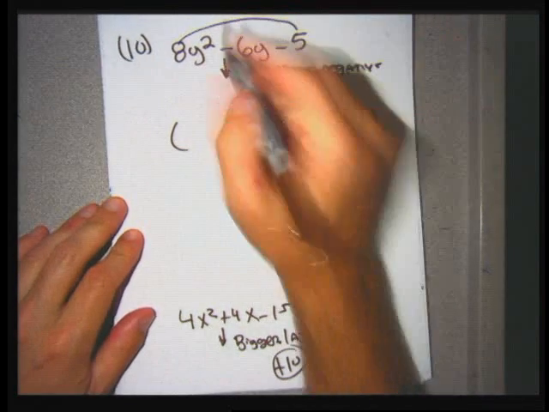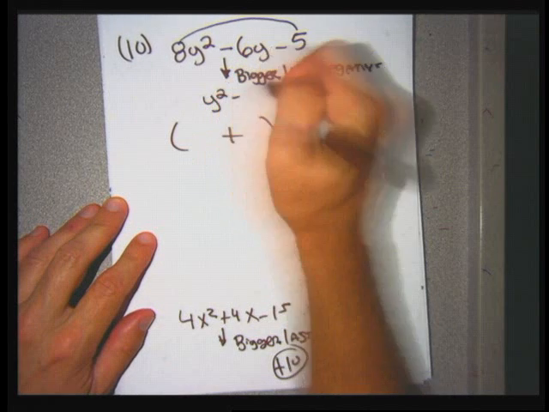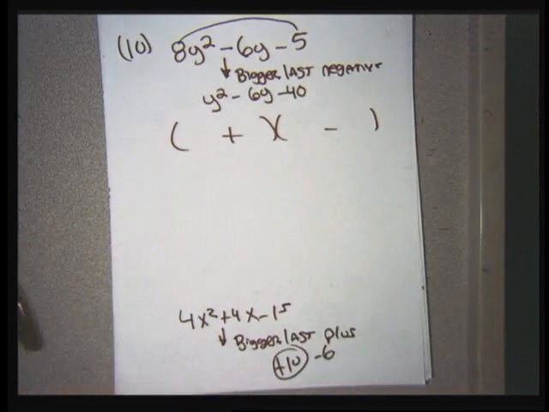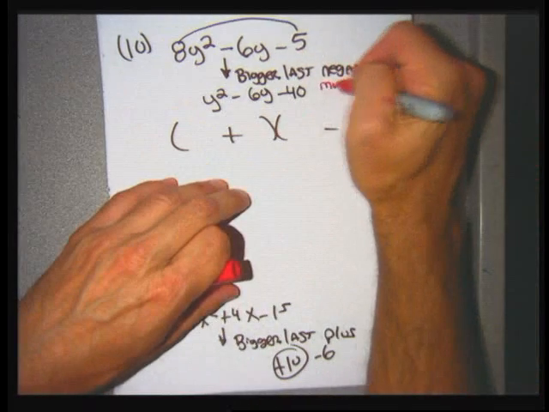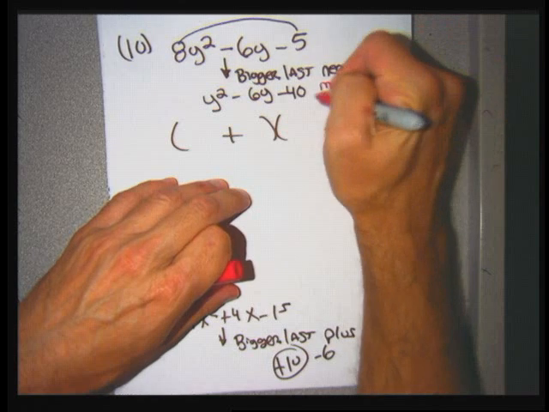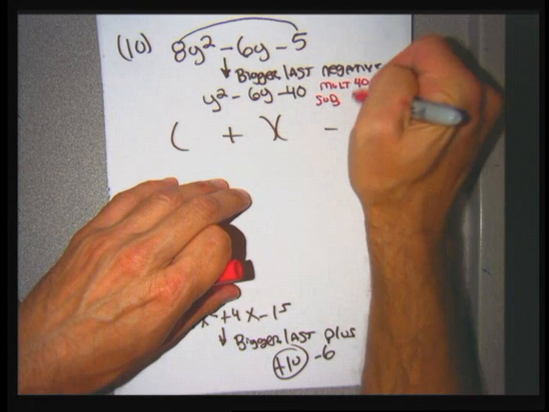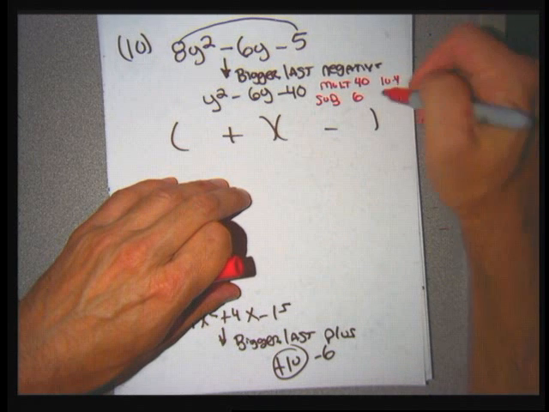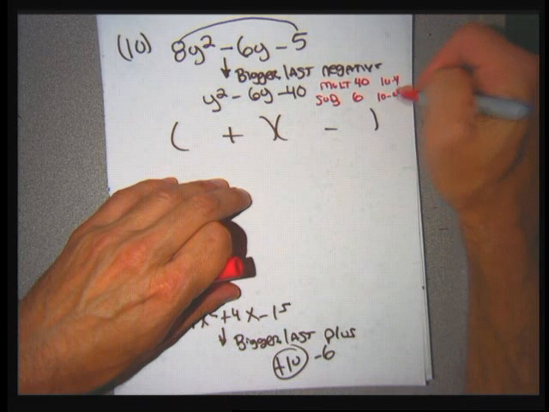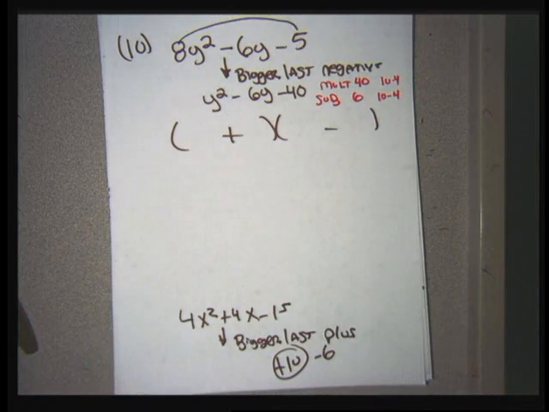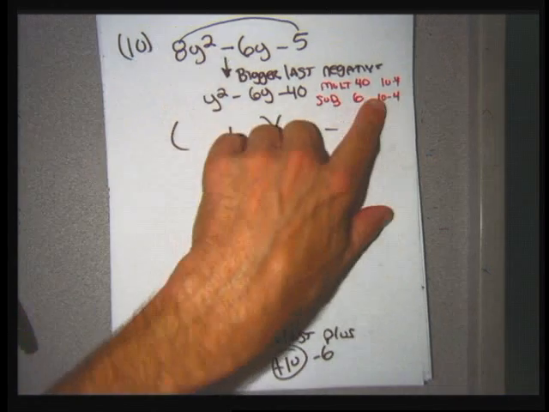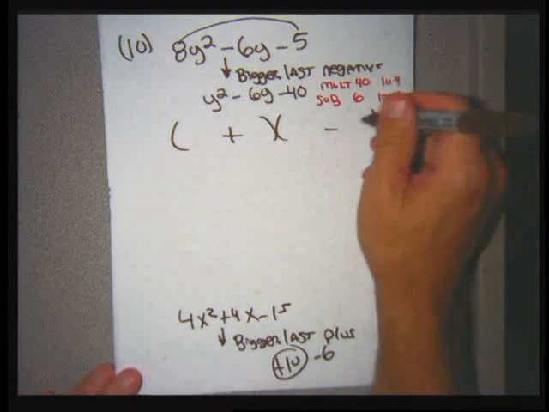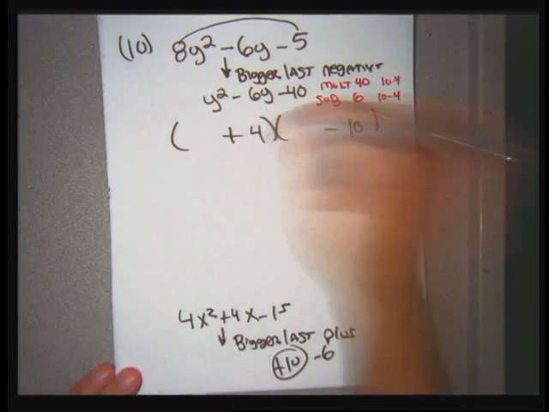So I'm going to multiply the 8 and the 5 and get y squared minus 6y minus 40. And my lasts have to multiply to 40. They have to subtract to 6. And the bigger has to be negative. I know that 10 times 4 is 40. 10 minus 4 is 6. And because of this minus, the 10 is bigger. The bigger number needs to get the negative. When I go to do my lasts, the 10's going to get the negative. The 4's going to get the positive.